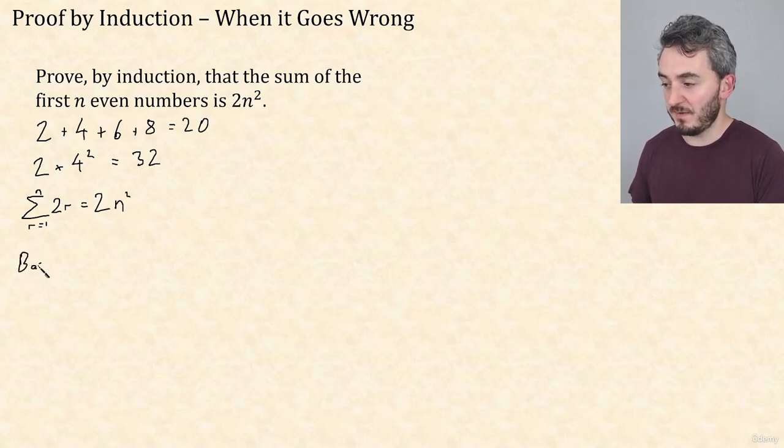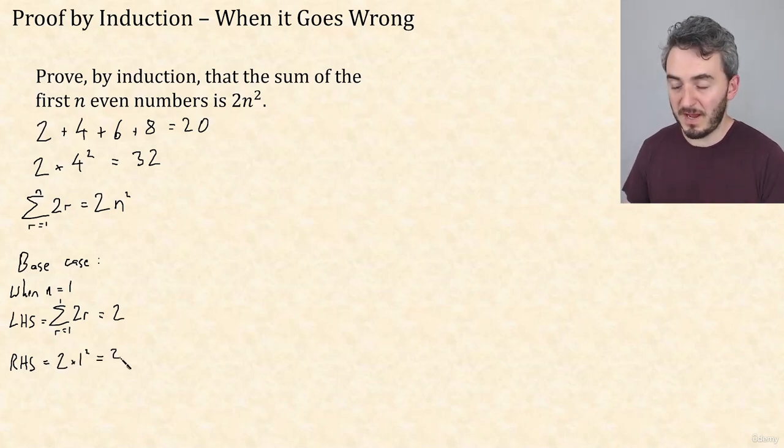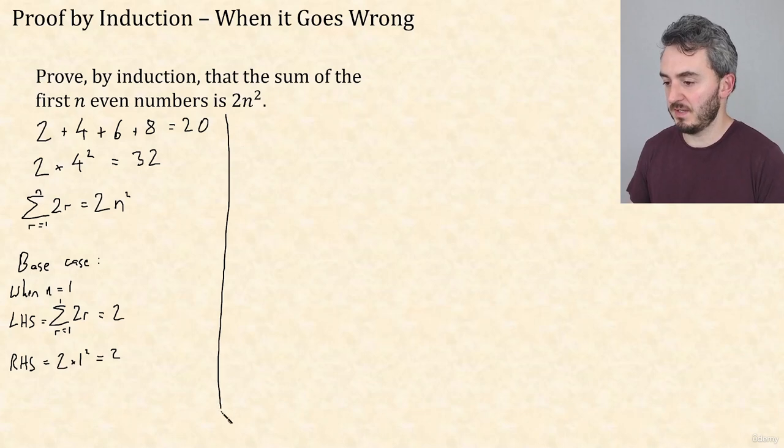So the base case, in fact, does work. That's why I picked this example, because the base case does work. So when n equals 1, the left-hand side of this is just the sum of the first even number. So the sum from 1 to 1 of 2 times 1 is just 2. And the right-hand side is just 2 times 1 squared, which is 2. So the claim happens to check out just for the base case.